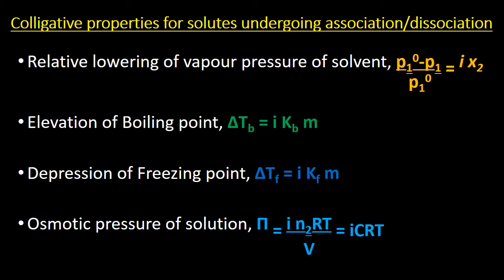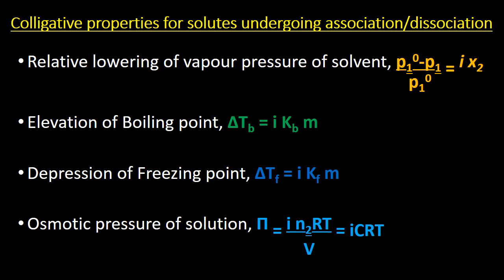The colligative properties for solutes that undergo association or dissociation. There are four colligative properties. First one is relative lowering of vapor pressure of the solvent, that is equal to (P1 naught minus P1) divided by P1 naught, which is equal to i x2.